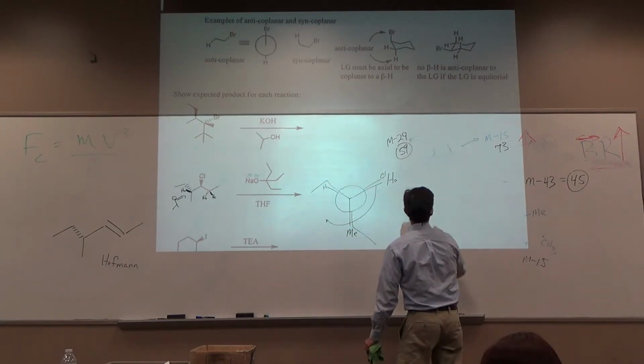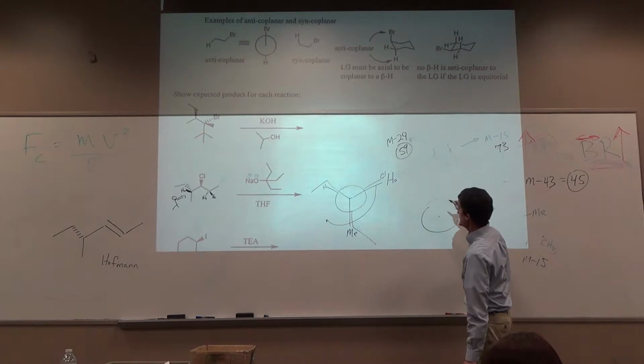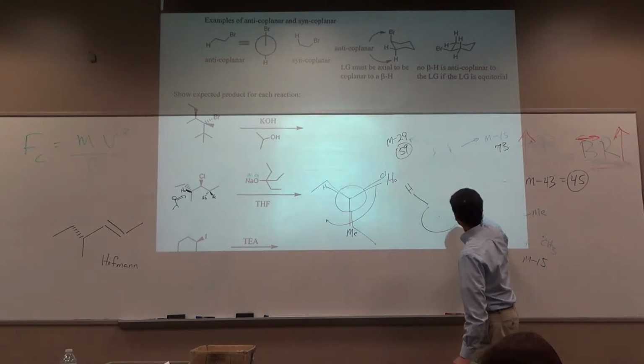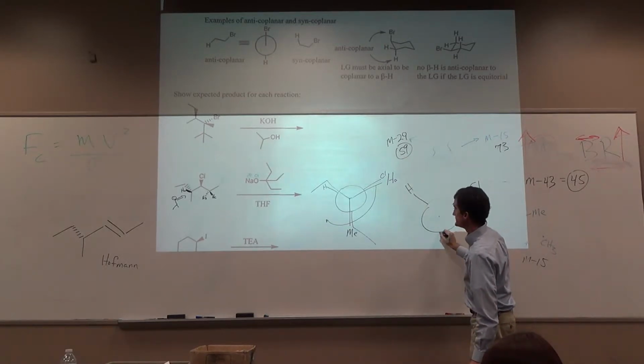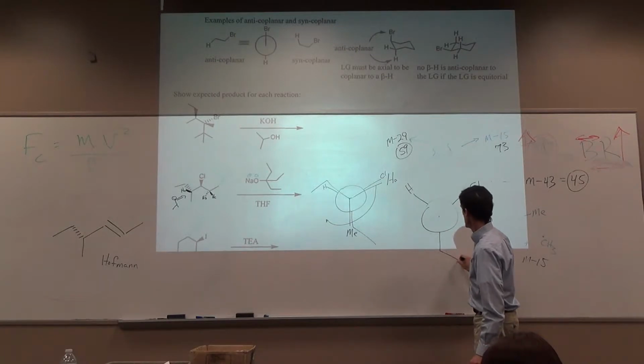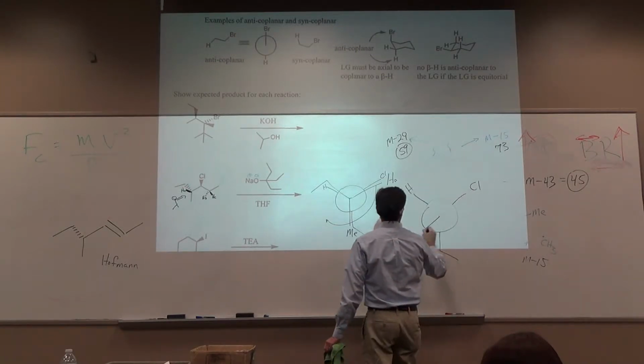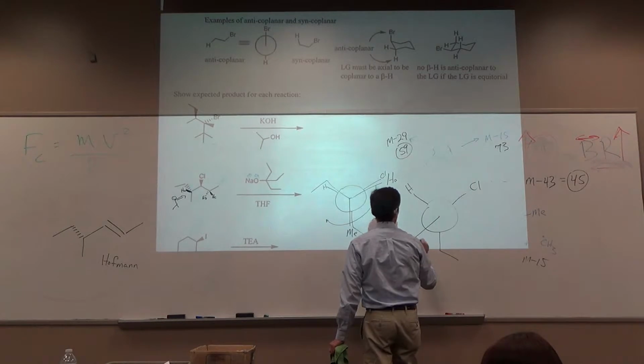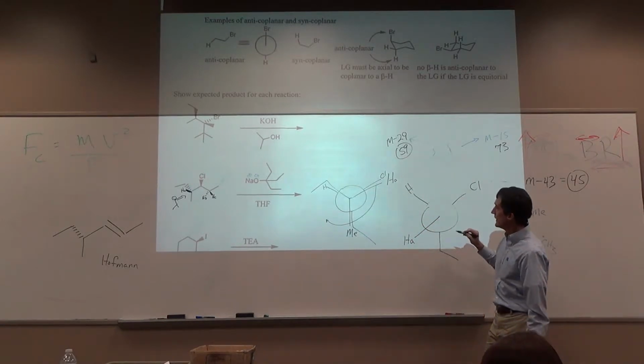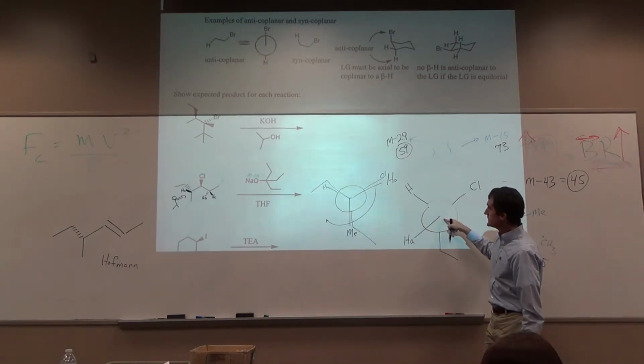And when we do that, the back carbon is still H, chlorine, and ethyl. Now the HA is over here. What's here? Ethyl? Yeah. Hold on.